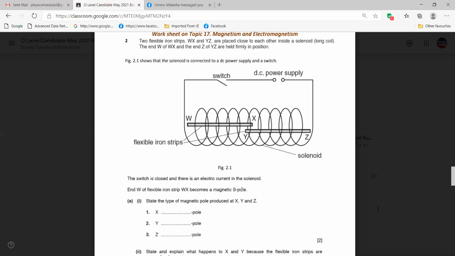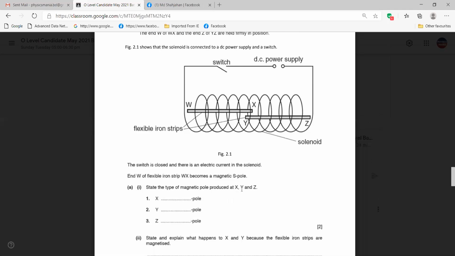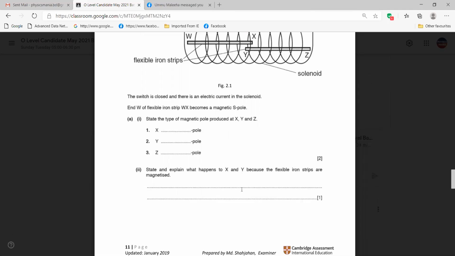So X is definitely N. Yeah, N pole. Then Y will be S pole, because Y will be S again, and Z will be N again. So this way you understand, right? So you can write them. Then the second part also you can do.